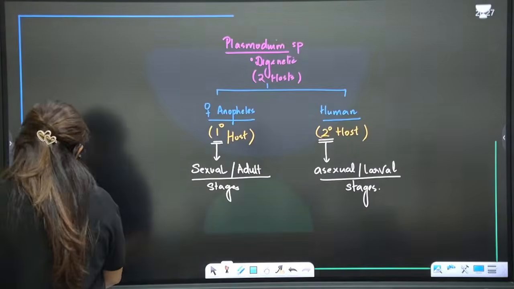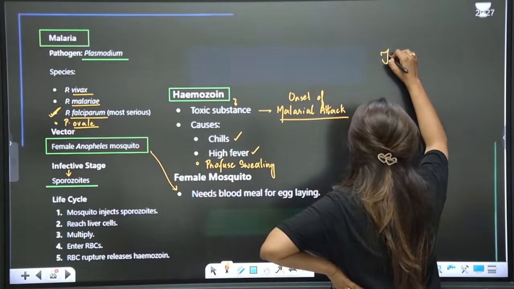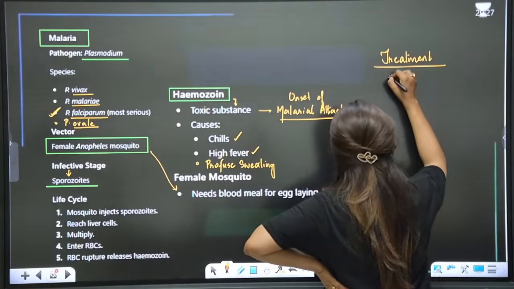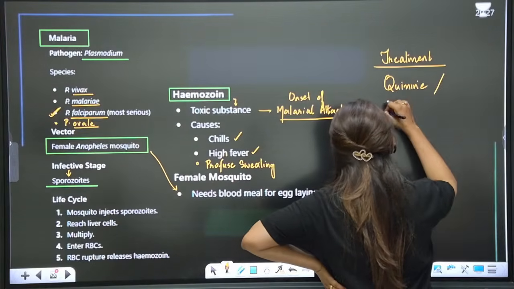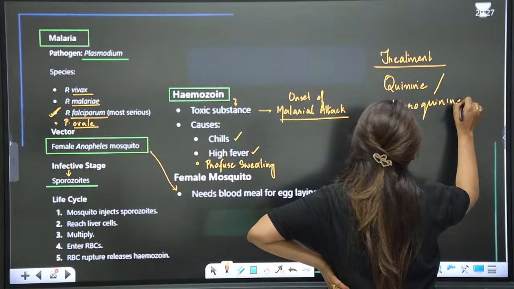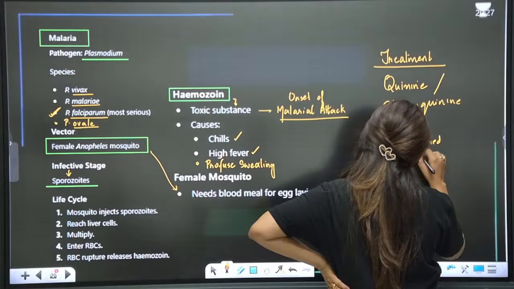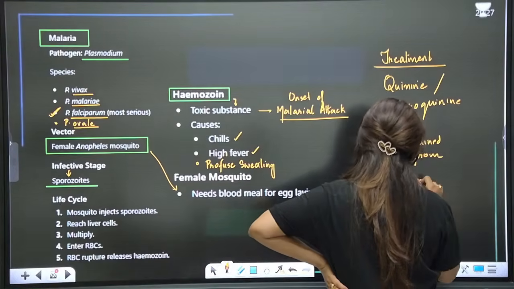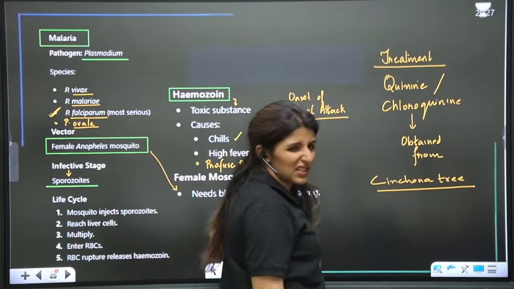Now, I want to clarify here itself the treatment before I start with the life cycle. So the treatment of malaria is quinine or chloroquine, and this quinine or chloroquine is obtained from a plant which is known as the cinchona tree. It doesn't grow here in India. It's obtained from Africa. Is that clear? It's very bitter.